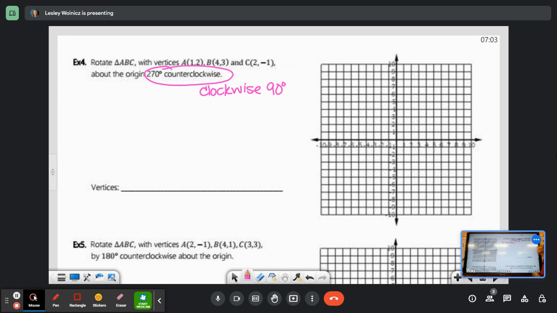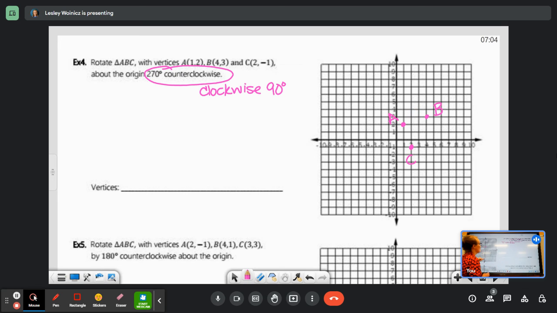Maybe. Okay, so here we go. Let's plot some points. A is at 1, 2. Nope, that's 2, 1. B is at 4, 3. C is at 2, -1. I don't like where I put A. That's dumb.